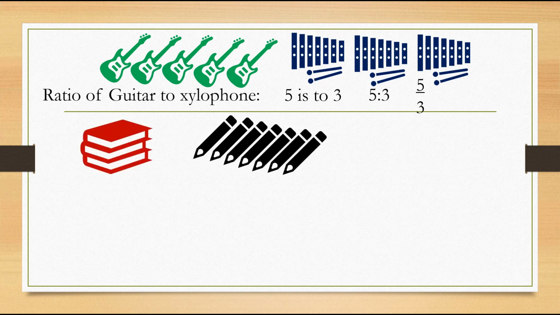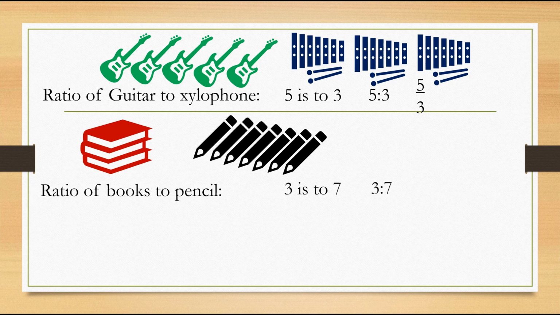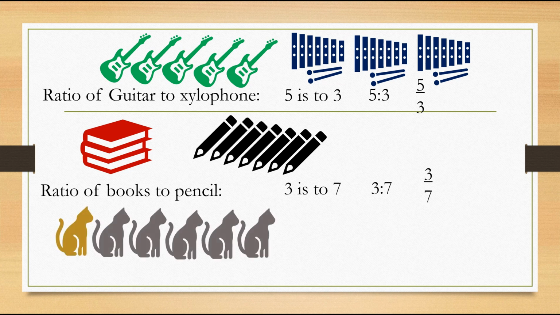We have here another example. Ratio of books to pencil. That is 3:7. Mayroon tayo dyan, 3 books. Then, we have 7 pencils. So, 3:7, or in colon, that is 3:7. In fraction, 3 over 7. Tandaan nyo kung paano sinusulat yung mga yan, ha? In colon and in fraction.